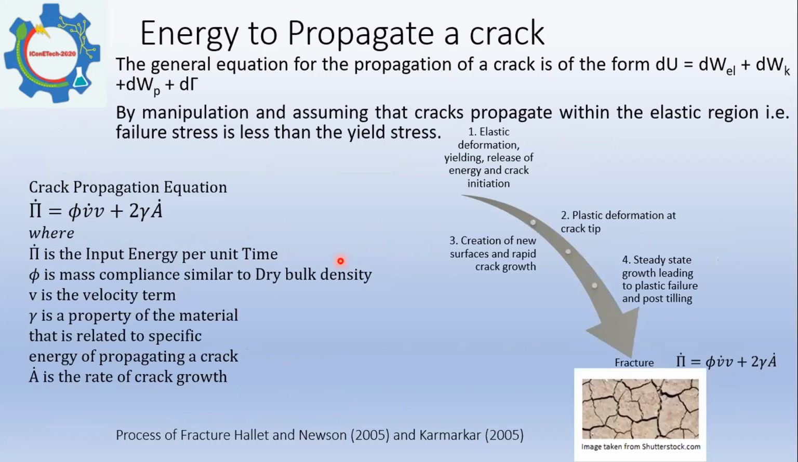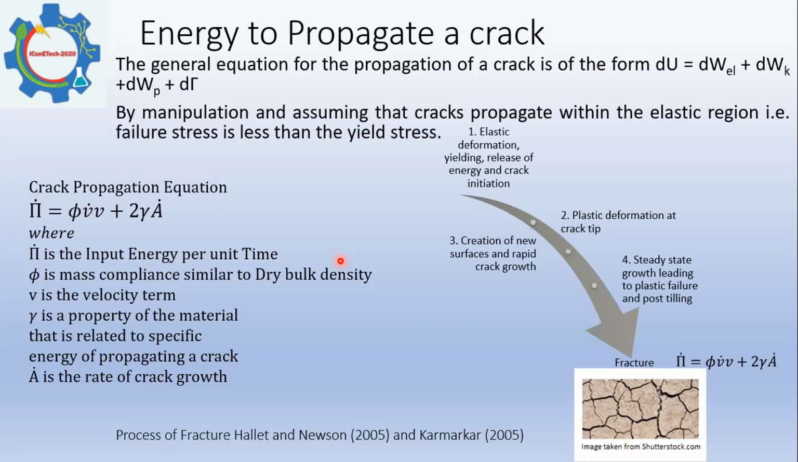We turn to some work that has been done by Hallett and Houston 2005 and Carmichael 2005. Their work has been able to identify 4 stages during the fracture process. These 4 stages are described on the right-hand side: elastic deformation or yielding. Then the second stage of plastic deformation at the crack tip. Third stage, the creation of new surfaces and rapid crack growth. And a fourth stage of steady state growth leading to plastic failure.